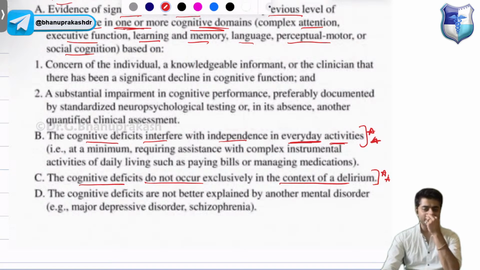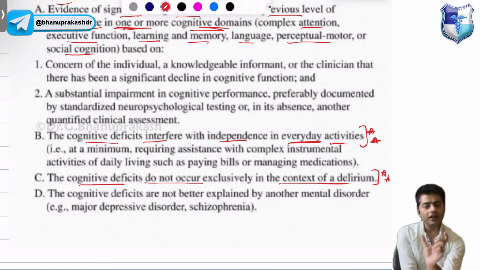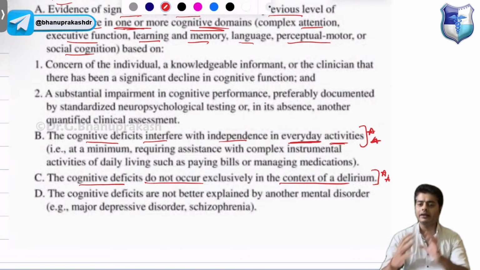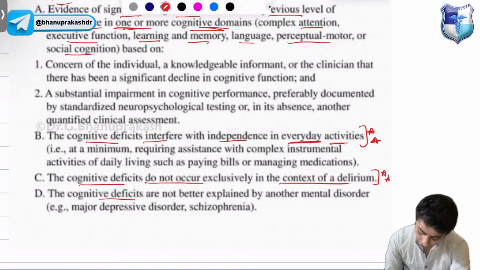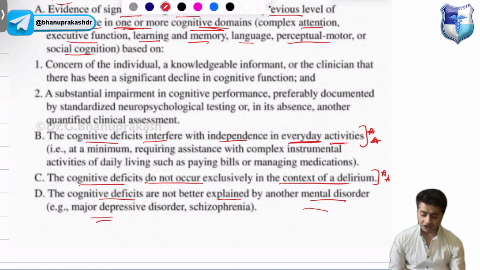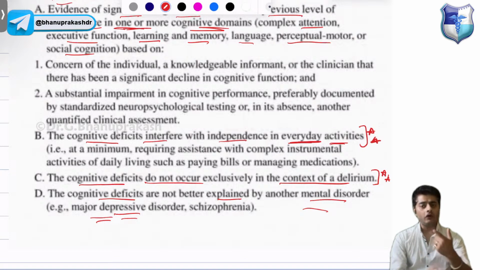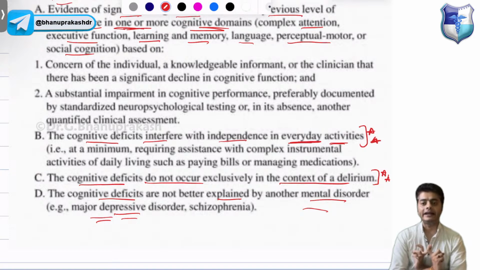So what is he trying to say? He's trying to say that whenever you are labeling a patient with dementia, first rule out delirium. You should always rule out delirium, then label that patient as dementia. And the cognitive deficits are not better explained by another mental disorder. So suppose there is a patient of depression. Before labeling any patient as dementia, you should first rule out whether he or she is suffering from depression, or from delirium.